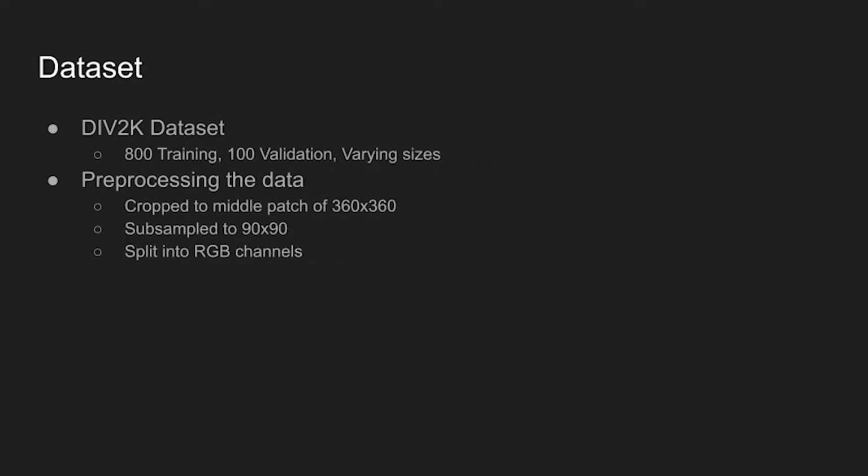For our dataset, we chose to use the DIV2K dataset. The dataset consists of 800 training images, 100 validation images, all of varying sizes. Due to memory constraints, upscaling the entire image in one go is essentially impossible. As a result, we chose to crop a 360 by 360 middle portion of the image to use for our training as the ground truth. We then subsampled the image to 90 by 90 as our training data. Lastly, we ended up splitting the image into 3 separate images for each color channel.